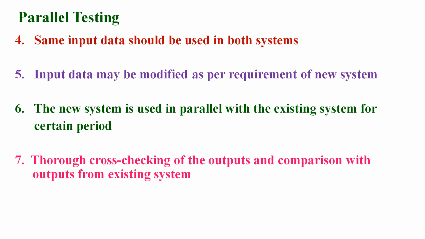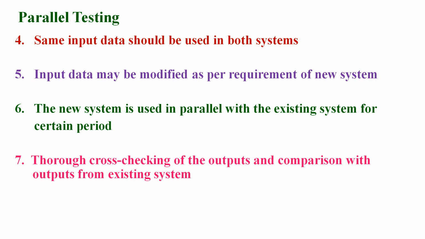And also, the new system is used in parallel with the existing system for a certain period. That means, after adding the new features or the extra functionalities to the existing system, here the existing system is the old system, you have to use the new system parallelly with the existing system for a certain period of time, maybe 1 month, 2 months or 3 months. It depends upon the situation.